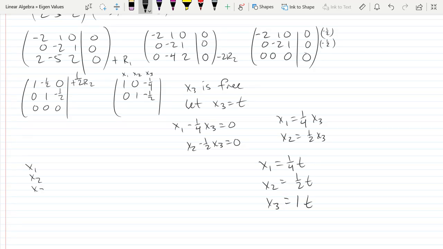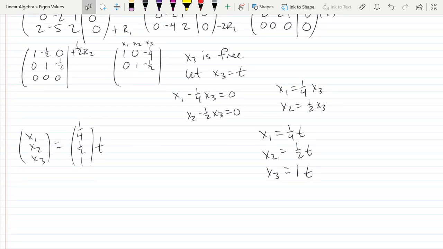Can x2 be positive 1/2? Oh, yeah, it should be, yep, positive. So we're going to write in vector form, x1, x2, x3 equals 1/4, 1/2, 1 t. And you can take any non-zero multiple of this. So I'm going to be reasonable and multiply it by 4 so I don't have fractions.